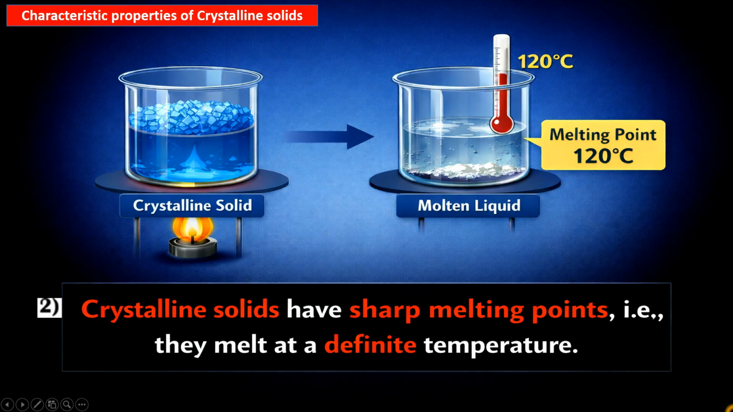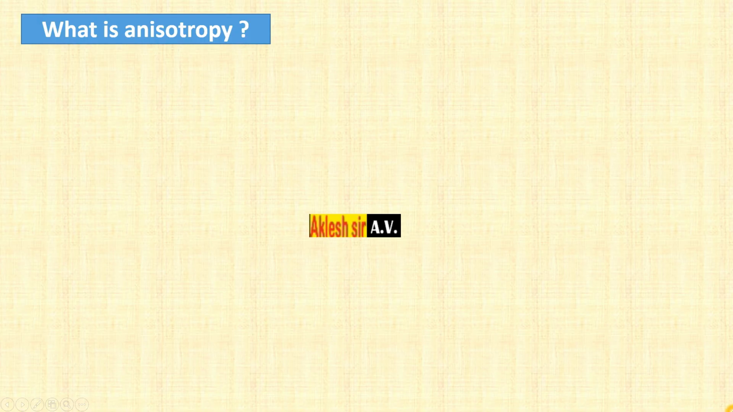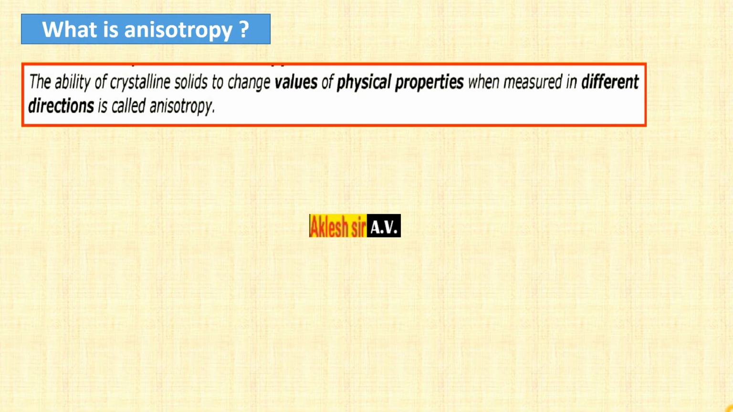2. Crystalline solids have sharp melting points. That is, they melt at a definite temperature. 3. All crystalline substances except those having cubic structure are anisotropic. What is anisotropic? The ability of a crystalline solid to change values of physical properties when measured in different directions.